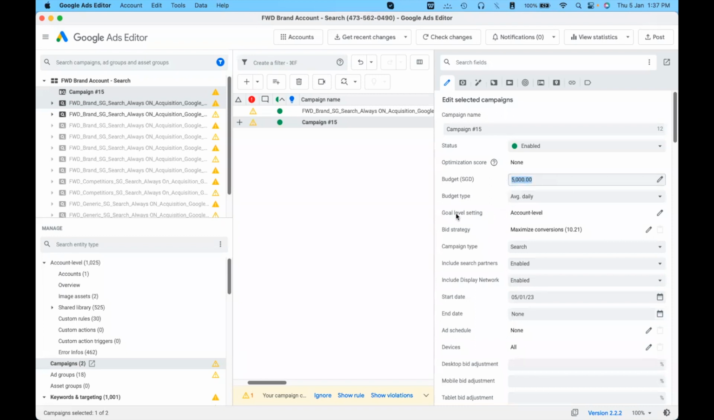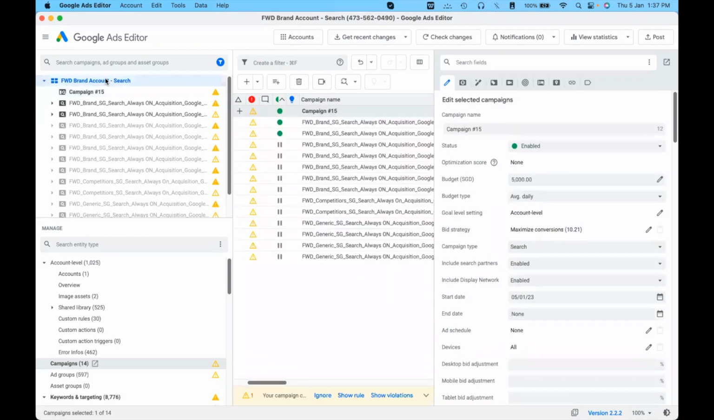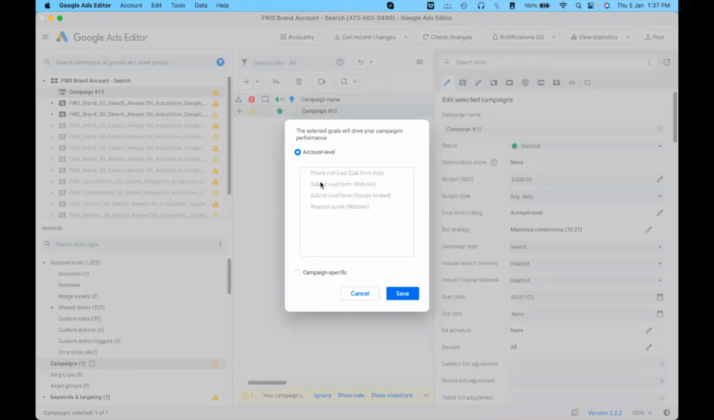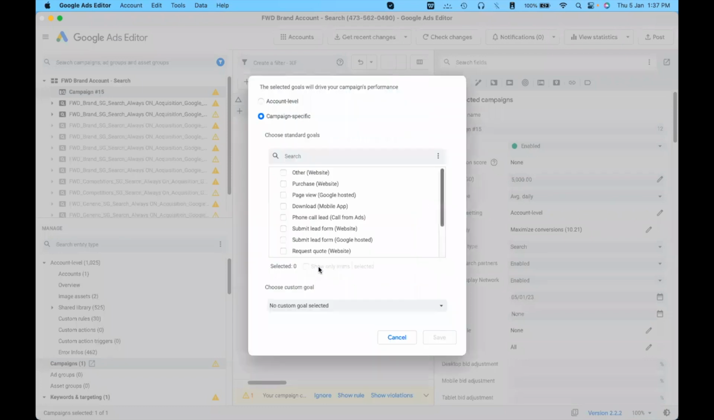Now, goal level settings. Goal level settings is about what your goal is. You want to drive traffic, you want leads, you want conversions. Since this account is fully dedicated to brand awareness, the goal level setting is set at account level only, because the whole account is set for brand awareness. But as I told you, there can be settings at campaign level as well. I can set it at campaign level also. Each campaign can have a specific goal, like purchase, or lead generation, or request quote.